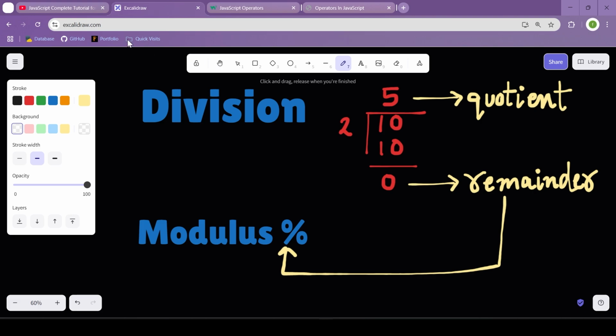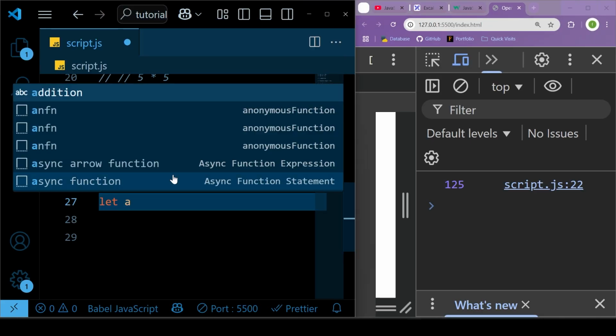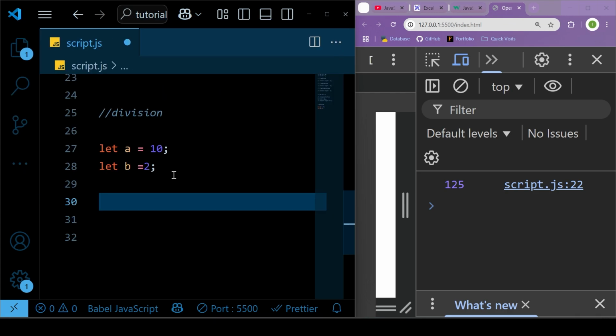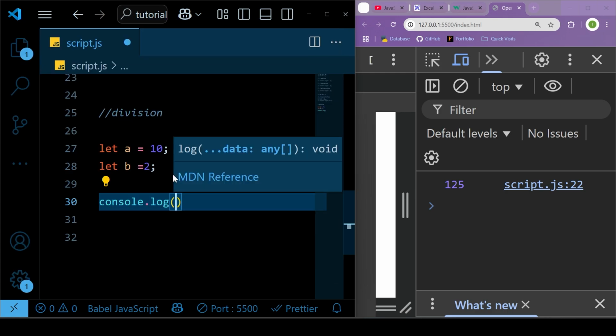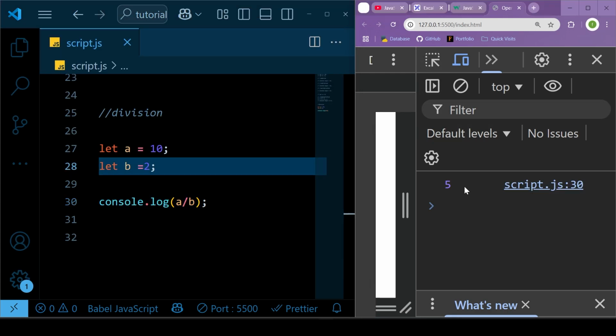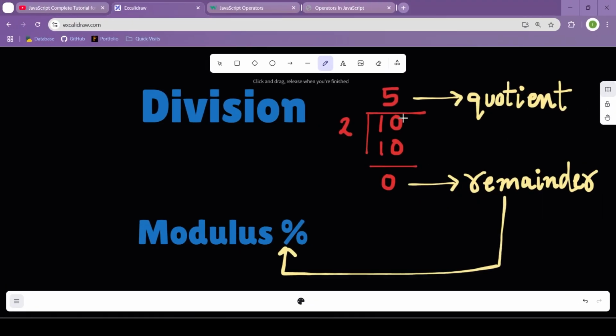So now let's take one example of each. Let's say you have A is 10 and B is 2. For this case, your output should be simply 5. You got the quotient for this. And let's say if I want to have the remainder, that is simply 0.